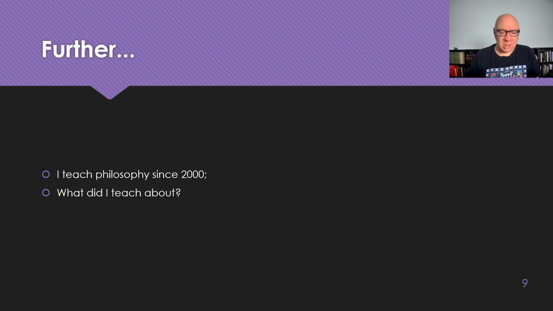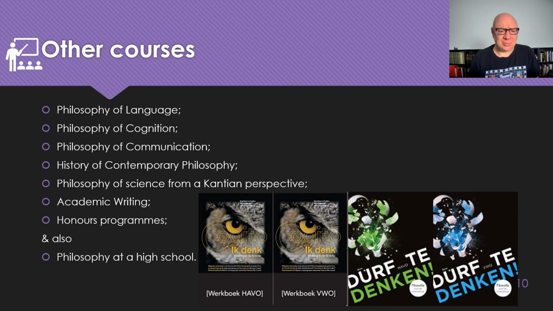So I've been teaching philosophy since 2000. So just to give you an impression what I did prior to this, I've taught philosophy of language, philosophy of cognition, philosophy of communication, the history of contemporary philosophy. And believe it or not, I'm not a Kantian, but I have taught philosophy of science from a Kantian perspective for a couple of years. I've taught a lot of academic writing, and I also worked at a lot of universities, both the University of Amsterdam, University of Nijmegen, University of Groningen.